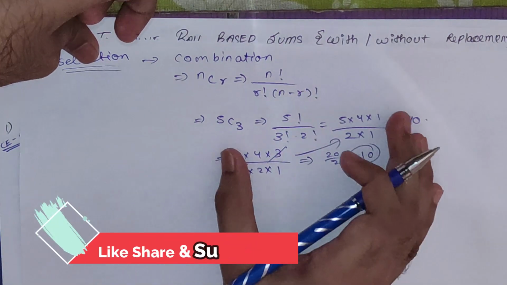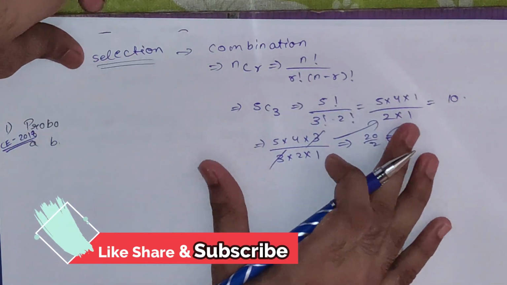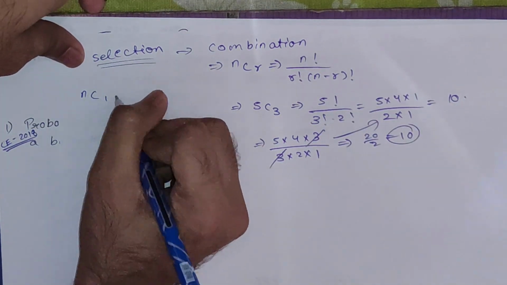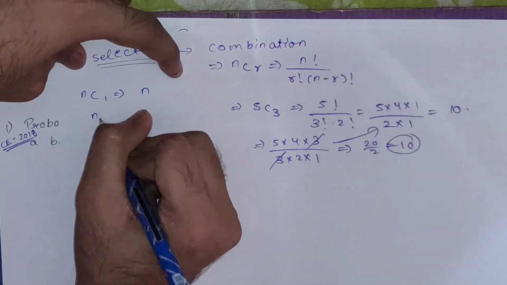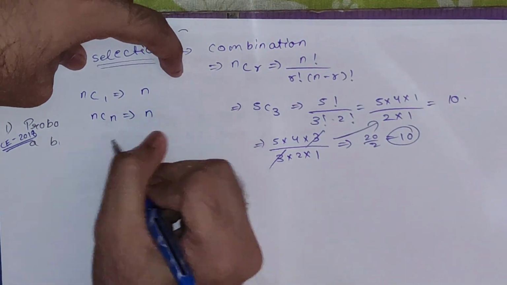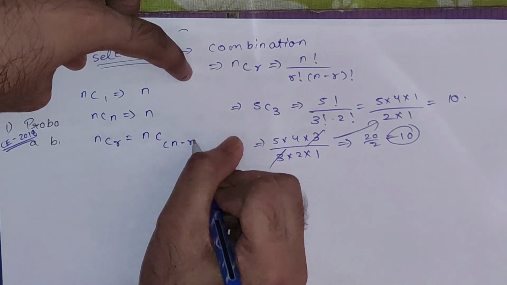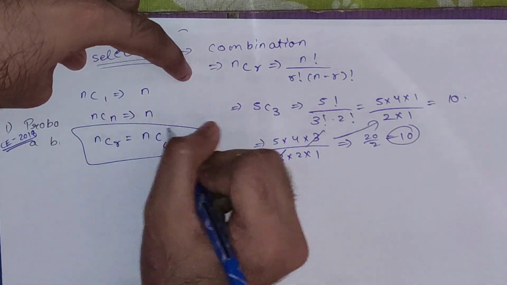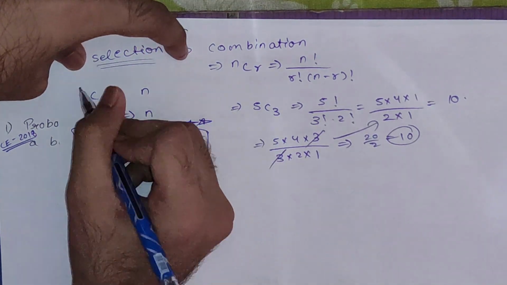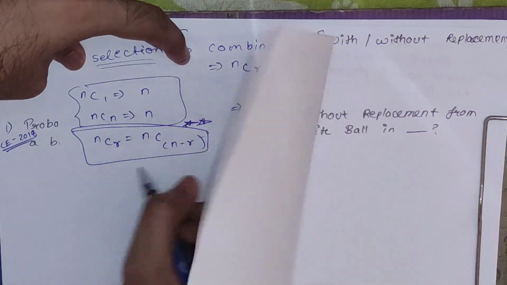Along with this, you should know the properties of combination, that is nC1 will always be n, nCn will always be 1, and also nCr is basically nC(n minus r). This is very handy, you should take note of it. These are also handy, but the last one will save more time.